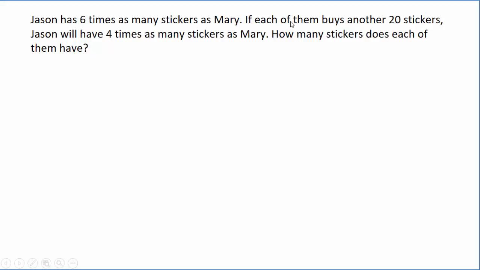So this is an if condition. If they buy, then there is another condition happening. So the question is, how many stickers does each of them have now? All right, that's the first.